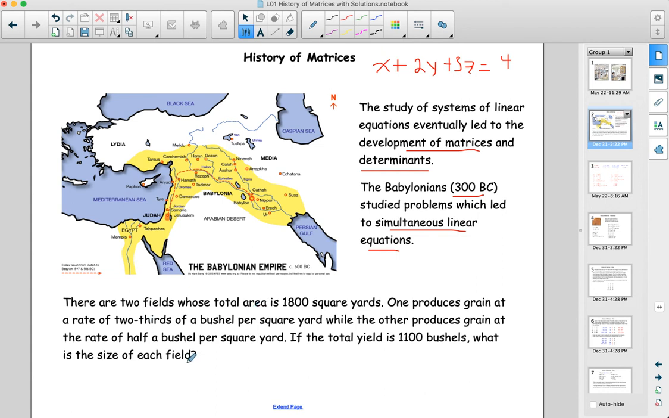So here's an example of a problem they were looking at. There are 2 fields with a total area of 1,800 square yards. One produces grain at a rate of 2/3 of a bushel per square yard, while the other produces grain at the rate of half a bushel per yard. The total yield is 1,100 bushels. What is the size of each field?